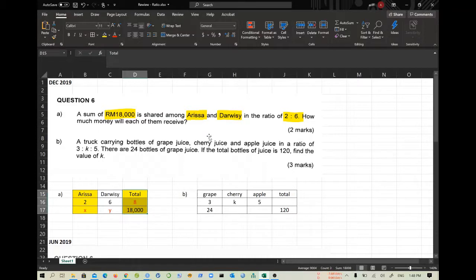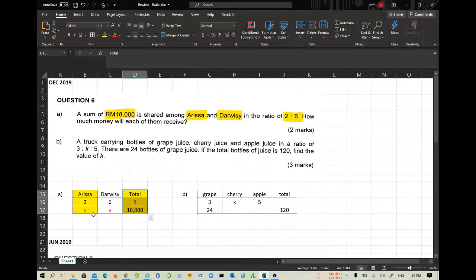Okay, so in this case we have to choose two columns that are complete. Complete means that there's only one unknown variable in the cells. For example, if you choose Arisa and the total column, you have 2 for the ratio for Arisa, and the total ratio will be 8. The quantity you have is 18,000 for the total, and the only unknown that is not available in the cells will be the x.